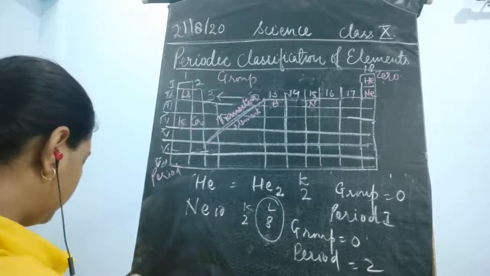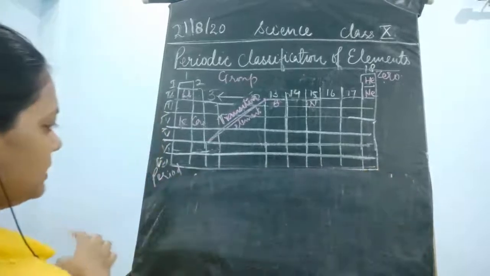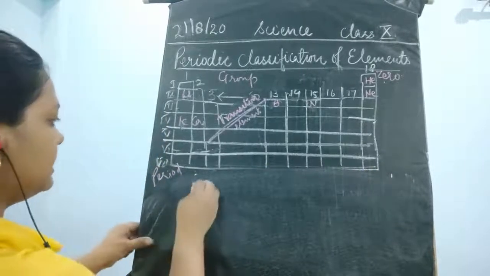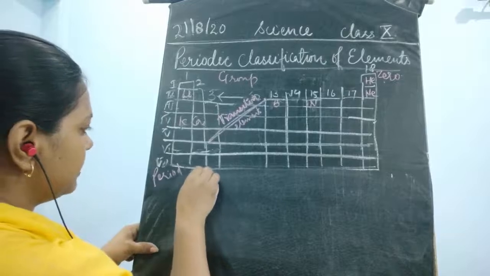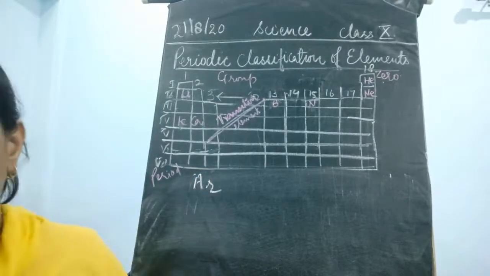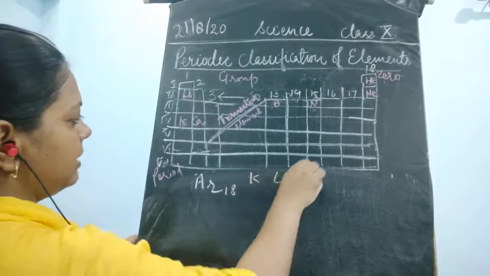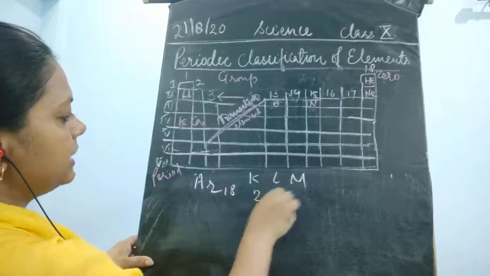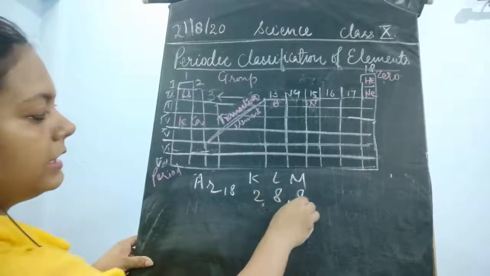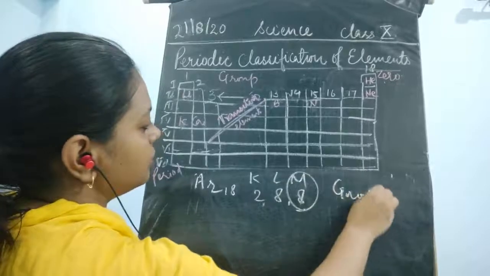I'll just quickly take out the last question. That is again an inert gas, argon. Its atomic number is 18. So please write down K, L and M: 2, 8, 8. 2 plus 8 plus 8 is 18. So again it is a completely filled shell. Which group? It belongs to 0 group.